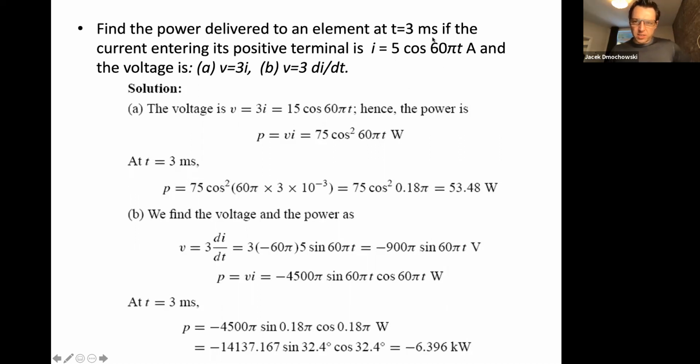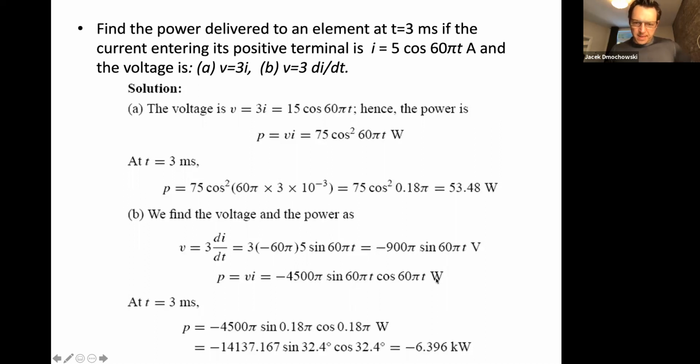And that's why the derivative of this, multiplied by 3, is equal to 3 times negative 60 pi. This is the chain rule here. 3 times minus 60 pi times 5 sine of 60 pi t. And when you simplify that, you get minus 900 pi sine 60 pi t. So that's the voltage. And again, then you have to multiply that by the current. You get negative 4,500 pi sine 60 pi t times cos 60 pi t.